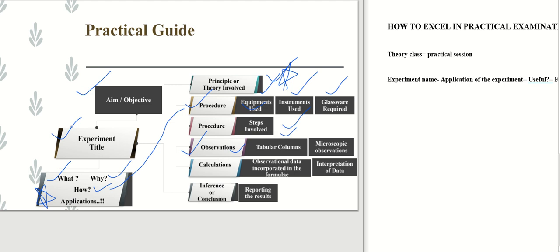A few experiments will include microscopic observations, like the determination of particle size. Such experiments would include microscopic observations, because for a few experiments we'll be making use of a microscope, micrometer, to determine particle size, to determine the globule size of an emulsion, and to determine the stability of a microemulsion. We'll be making use of a microscope. So the observations would include not just the tabular columns, but also the microscopic observations.